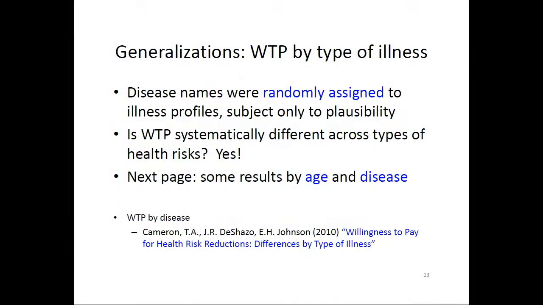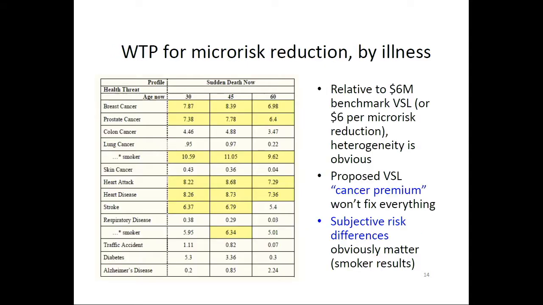Okay, we decided, so now I'm going to gallop through all the generalizations. You're just going to see the top of this. We assigned disease names randomly subject to plausibility. Willingness to pay does seem to be different across health risks. Results by age and disease.